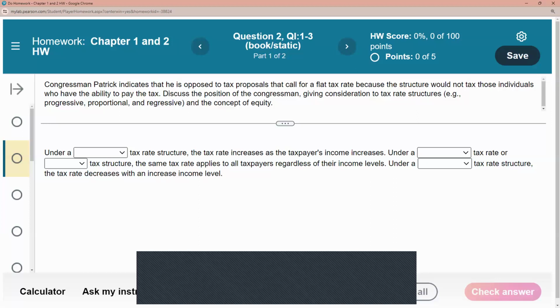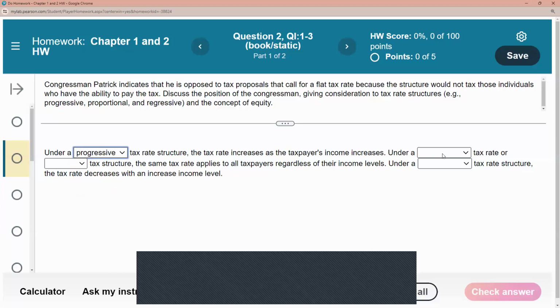So this brings us to the question. Under a blank tax rate structure, the tax rate increases as the taxpayer's income increases. Based on what we just discussed, here we have progressive, proportional, regressive. We can think of the terminology in and of itself. Progressive means to essentially increase. Proportional, which we know is flat, and regressive, which basically means that there's a decrease. So under a progressive tax rate structure, the tax rate increases as the taxpayer's income increases.